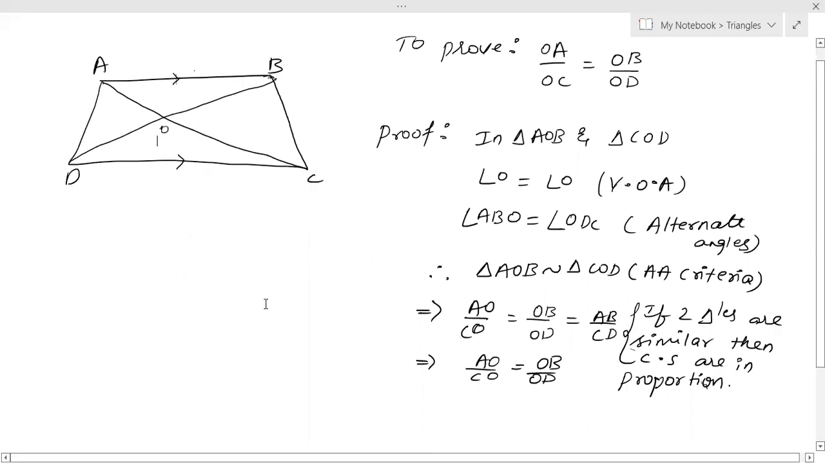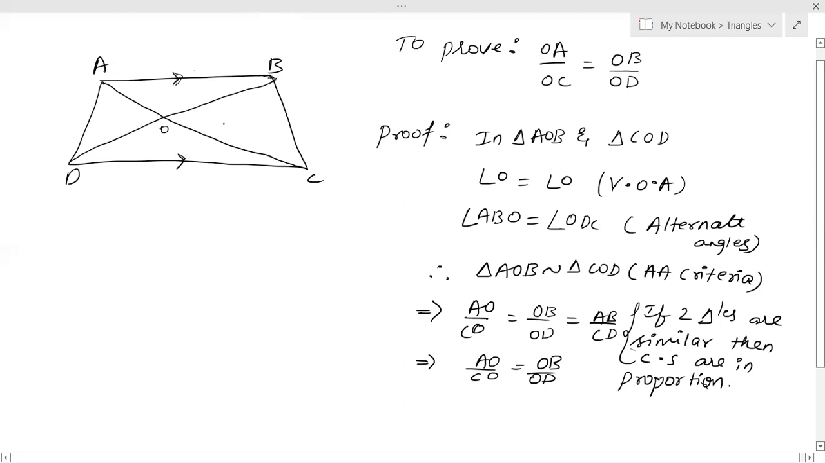ABCD is a trapezium. What is meant by a trapezium? It is a quadrilateral in which only one pair of opposite sides are parallel. As you can see here, only AB is parallel to CD. The other two sides, AD and BC, are not parallel. If you extend them, they'll meet somewhere.